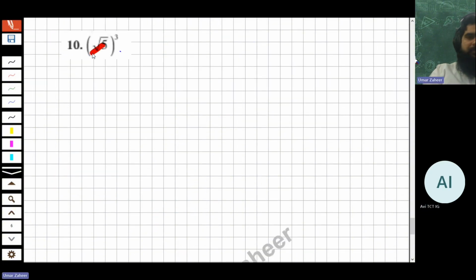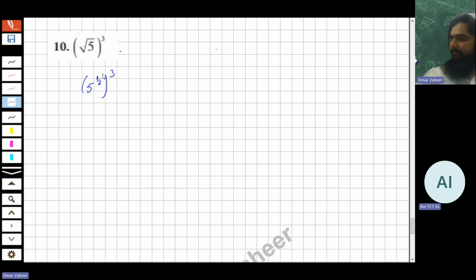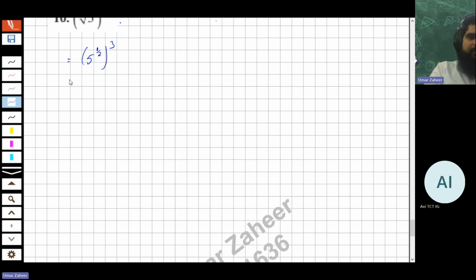All right. So first of all, convert the radical into the indices form. So 5 raised to the power, 1 by 2, and whole raised to power 3. All right. The power on the power will be multiplied. So 1 by 2 multiplied by 3. So you will get 3 by 2.